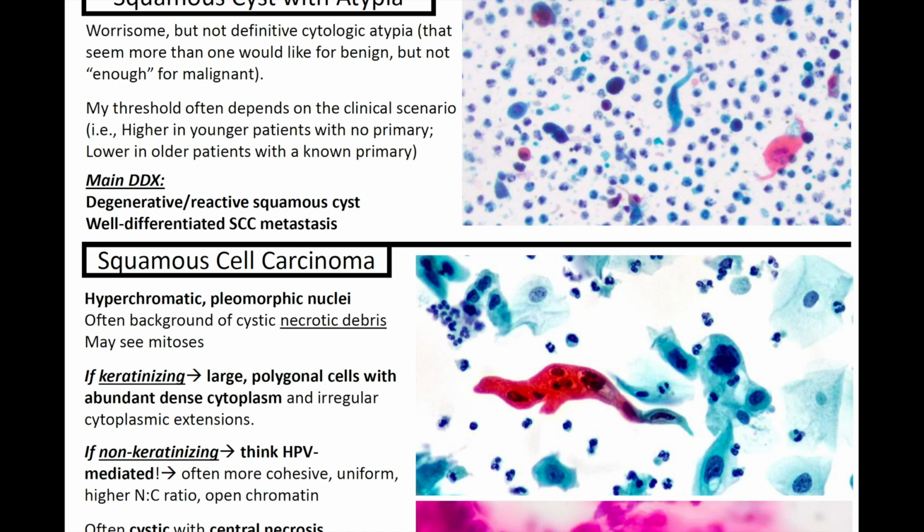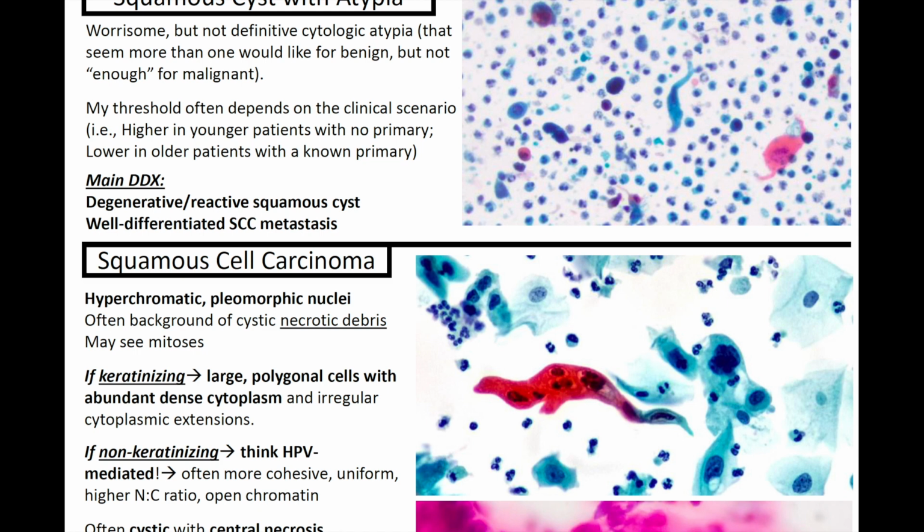Next up, we have squamous cyst with atypia, which is worrisome but not definitive cytologic atypia that seems more than one would like for benign, but not enough for malignant. So it has you a little bit worried. You're thinking it's atypical, but you're not quite at malignant. You might have squamous cyst with atypia.